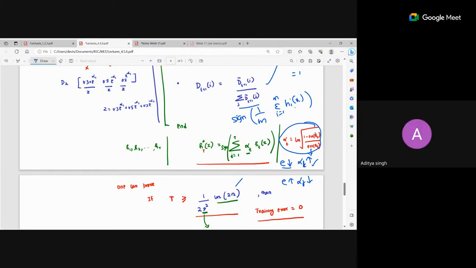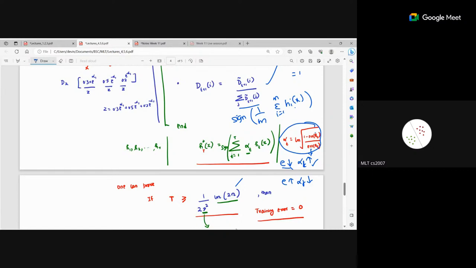Is that clear? Can you repeat, sir? So here, if the error value is less, then the alpha value will be more. And if the error value is high, then the alpha t value is going to be less. Since this alpha t is the weightage, it ultimately implies that if a model has less error, it's going to have more weightage in the ultimate model. It's going to play one of the important roles, you can say.